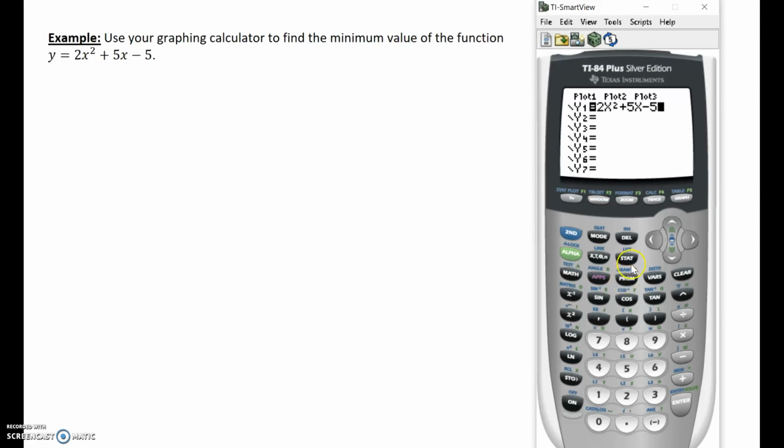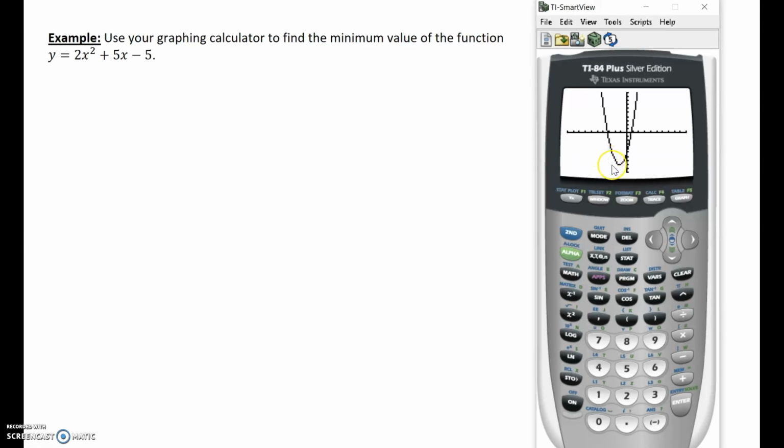We can graph it, see what it's like. Remember, to graph it, we don't hit the graph button, we hit zoom 6, which is going to give us the standard view of the graph. Okay, and you can see that this function has a minimum value. It's a U-shape, concave up, and it has a minimum value just down here, in this area here.